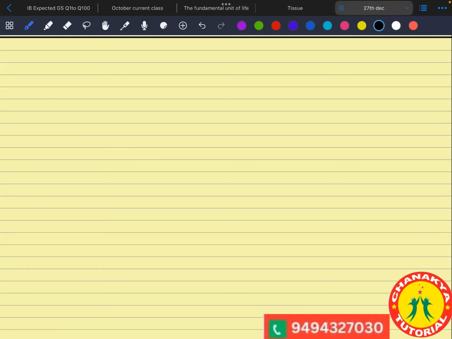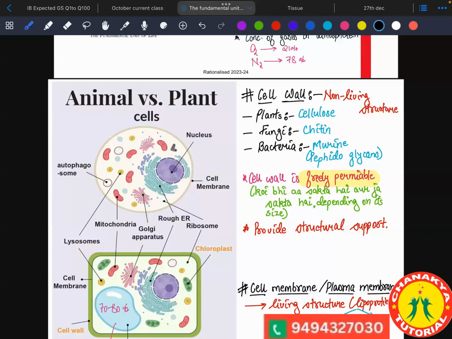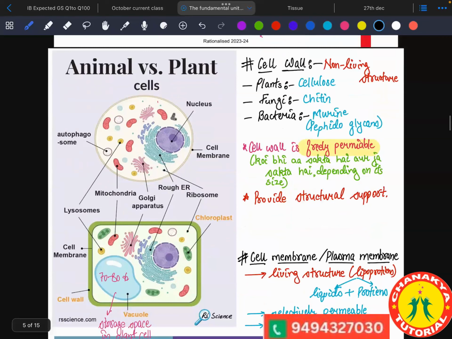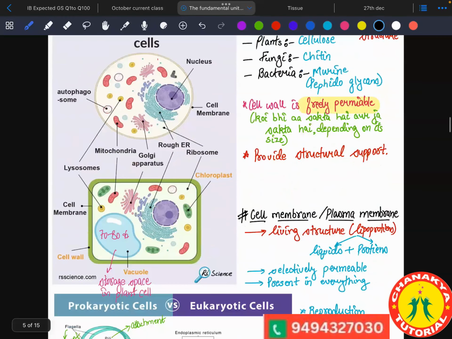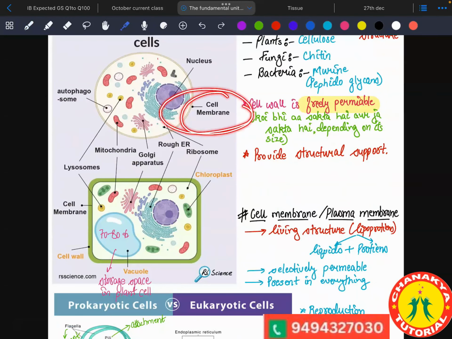Not instead. Sir, the cell membrane is present in both. Can you find here that there is a cell membrane here also? Okay, wait. Here also a cell membrane, and here also. Both have a cell membrane. Cell membrane is present in all cells. Cell membrane is present in every cell.